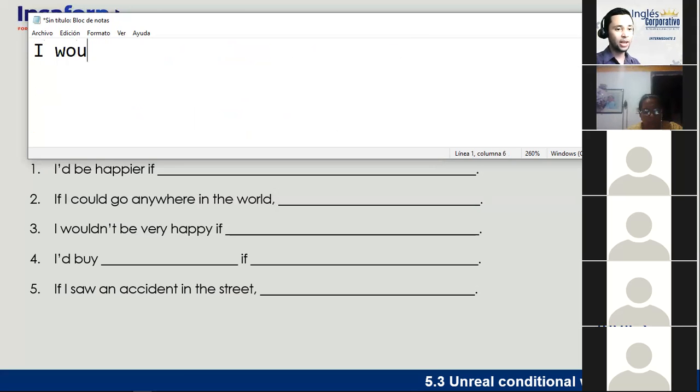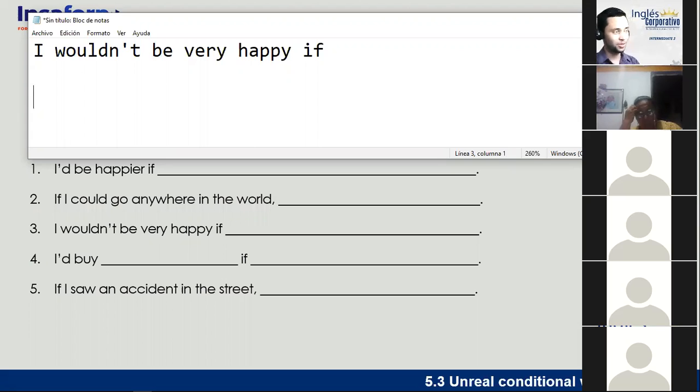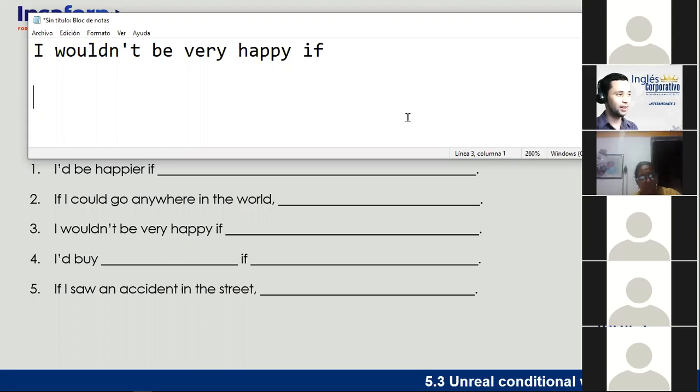Number three is I wouldn't be very happy if. I wouldn't be very happy if I weren't married, if I didn't have my children. I don't know. I wouldn't be very happy if. What do you have? Who wants to participate? Sandra.